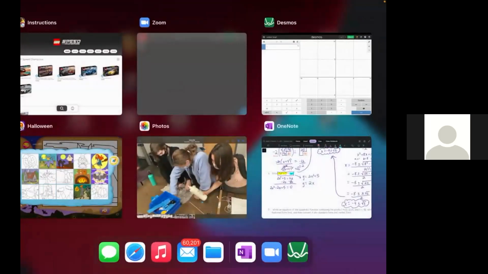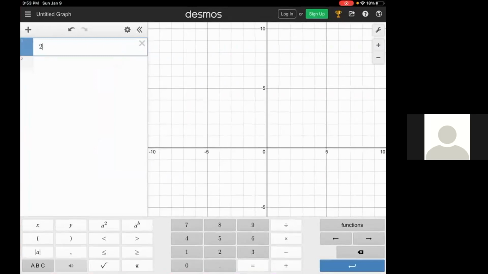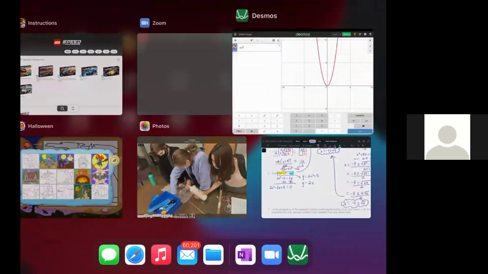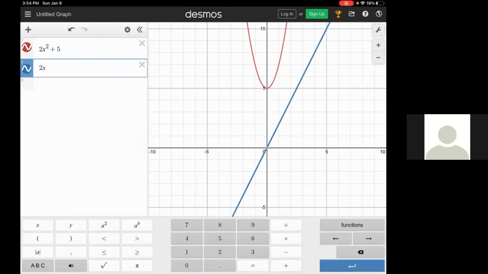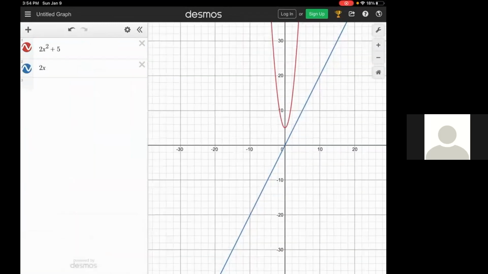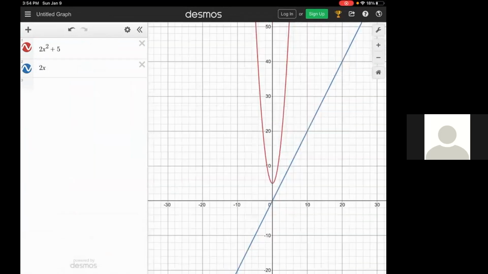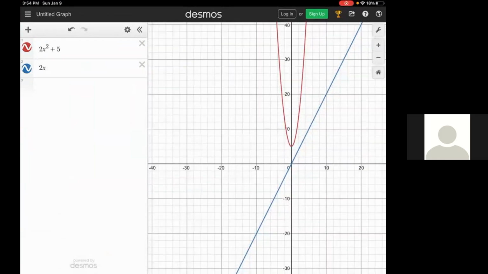So let me double check my equation. So 2x squared, that was plus 5, yeah, plus 5. And then y equals 2x. Now I want to graph this and see. And when I graph it, look what happens. I don't see any place where they cross. So when I graphed it, I'm getting no solution here. So maybe that's our answer, right? Maybe it's just, okay, there's no solution.